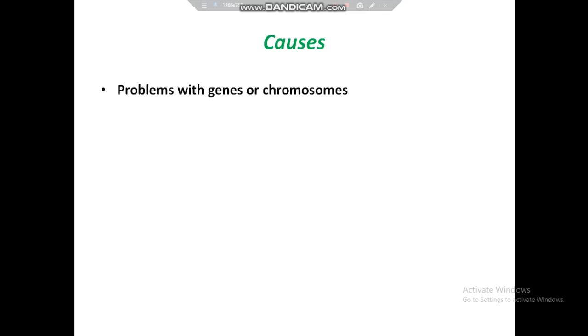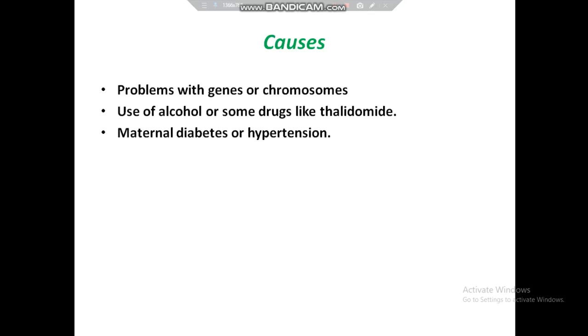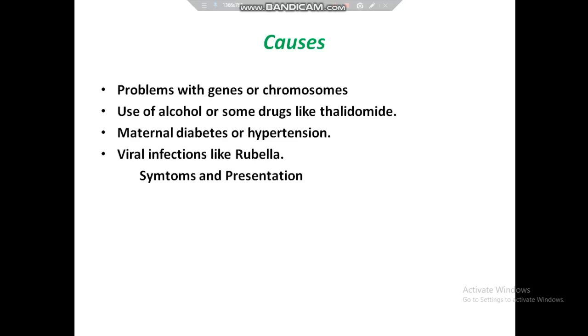Now causes. Problems with genes or chromosomes. Use of alcohol or some drugs like thalidomide by the mother during pregnancy. Maternal diabetes or hypertension are also causes of congenital cardiac defects in the child. Viral infections like rubella, particularly during the first trimester.